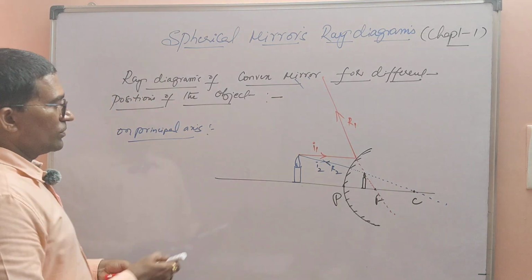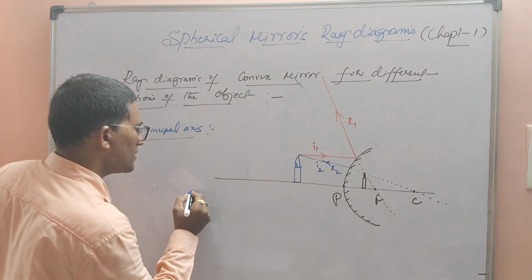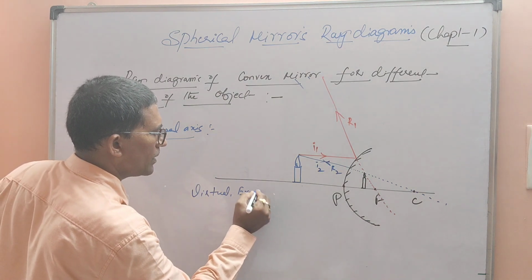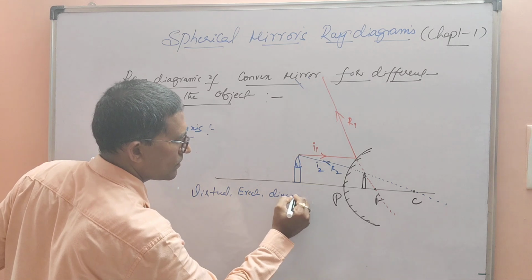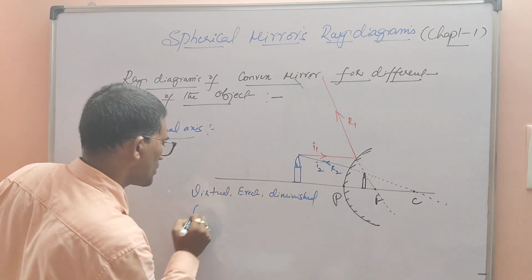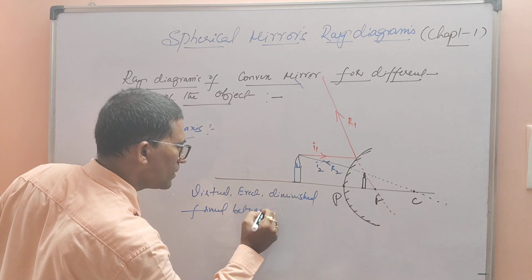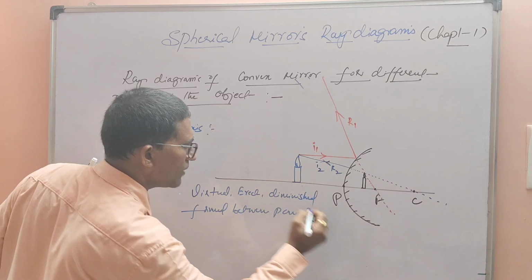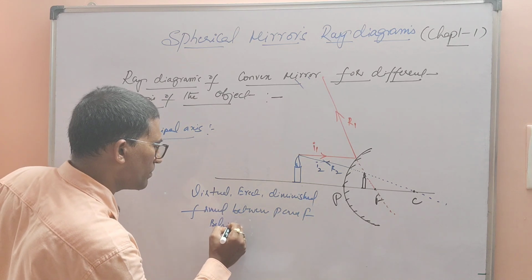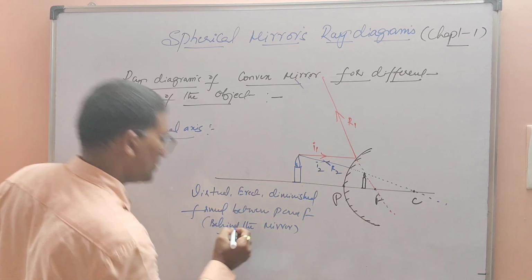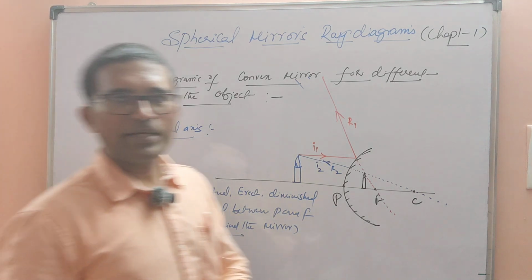Now, the nature of the image is virtual, erect, diminished, formed between P and F. Clearly, the image is formed behind the mirror. I hope you understood my explanation.